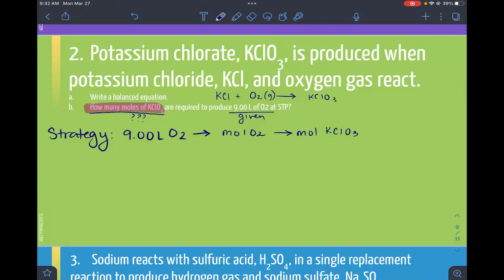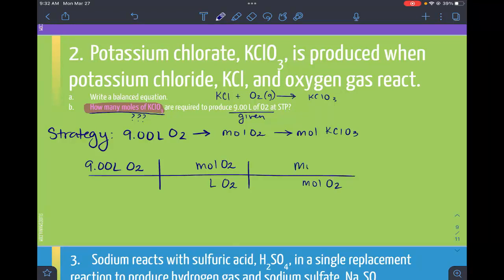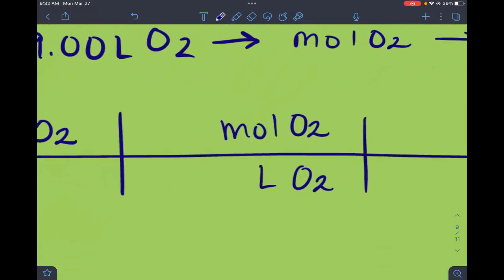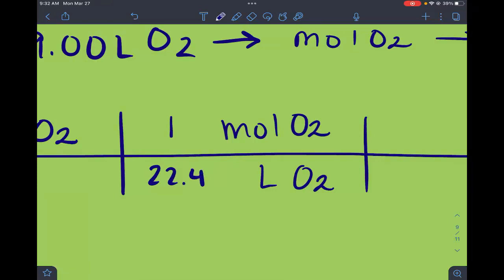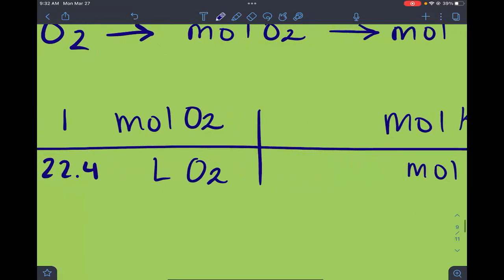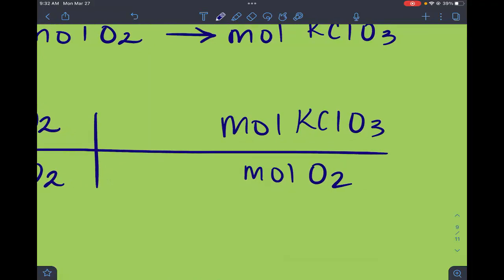All right, let's do our conversion, our dimensional analysis. So I start with my 9.00 liters of O2. I bring down liters of O2, and moles of O2 goes on top. I bring down moles of O2, and I go to moles of KClO3. All right, let's see. Moles to liters is our new thing this unit. 1 mole of a gas is 22.4 liters. The next conversion over is moles to moles. When it's moles to moles, we use the coefficients.